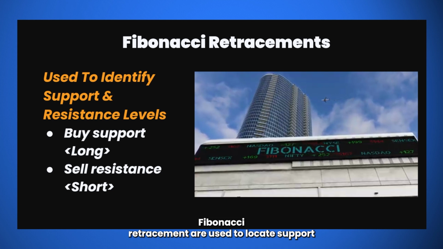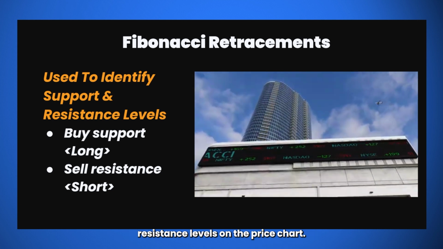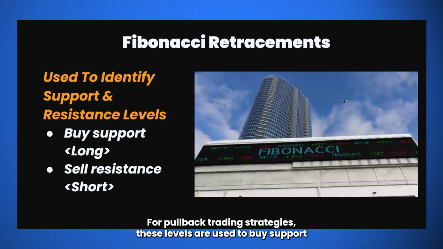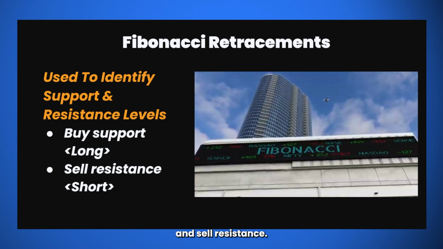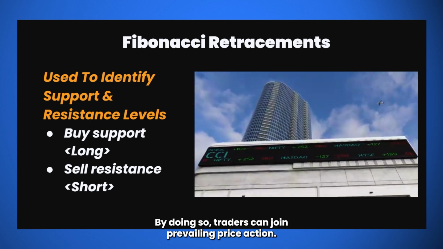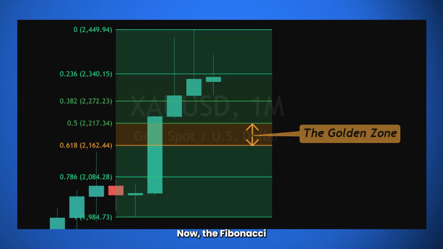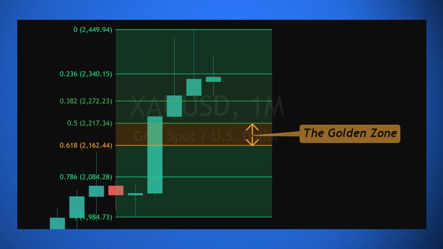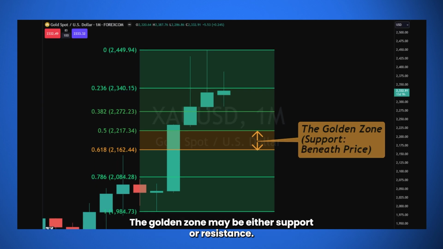Fibonacci retracements are used to locate support and resistance levels on the price chart. For pullback trading strategies, these levels are used to buy support and sell resistance. By doing so, traders can join prevailing price action. Now, the Fibonacci golden zone is a distinct technical area defined by Fibonacci retracement levels. It is located between the 50% and 61.8% retracement levels. The golden zone may be either support or resistance.